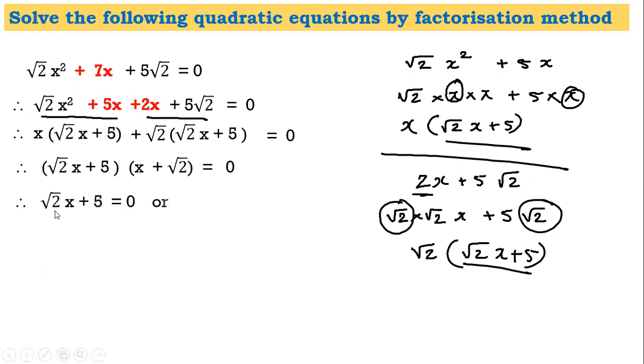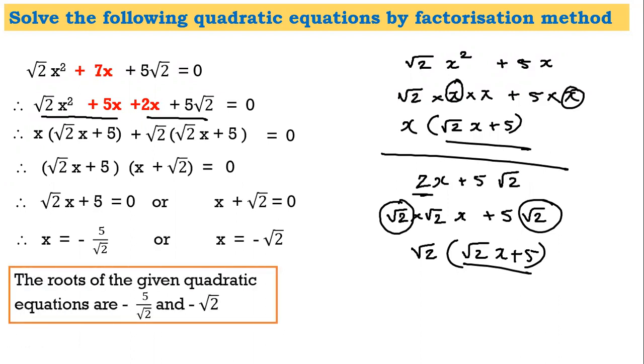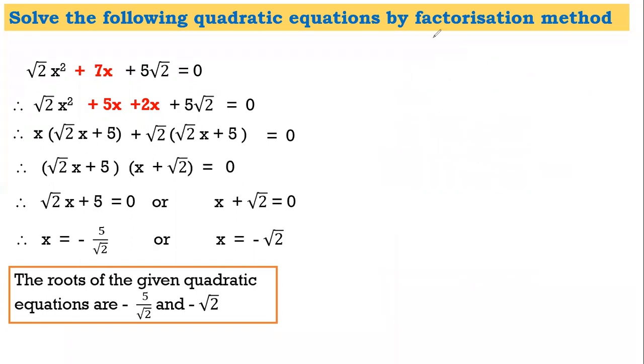Now root 2x plus 5 is 0 or x plus root 2 is 0. So x would be: plus 5 shifts here, it becomes minus 5, and root 2 gets divided. And plus root 2 comes here, it's minus root 2. Then the final answer: the roots of the given quadratic equation are minus 5 by root 2 and minus root 2. And don't forget to put it in a beautiful looking box.